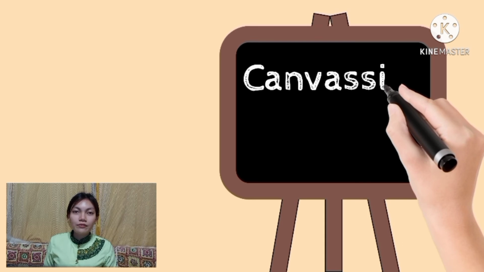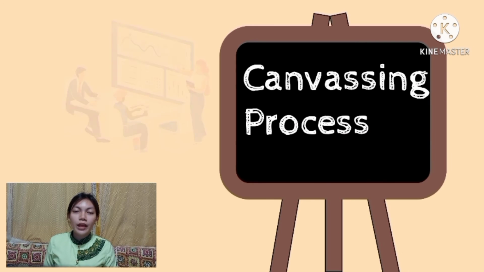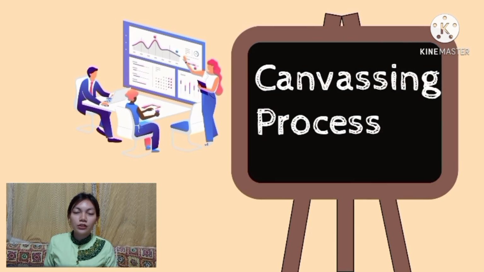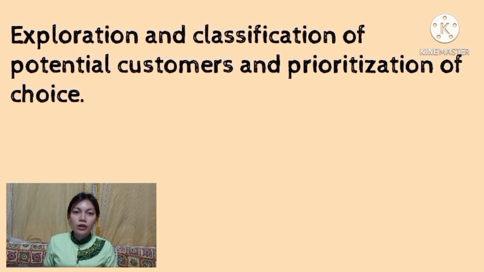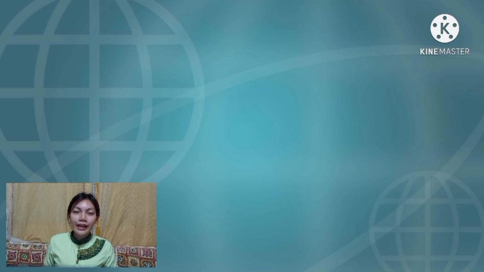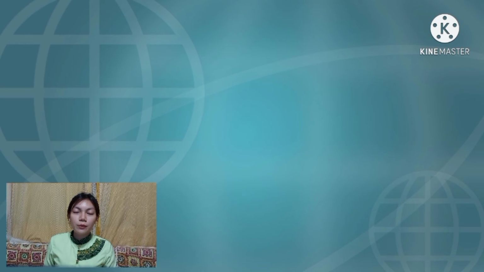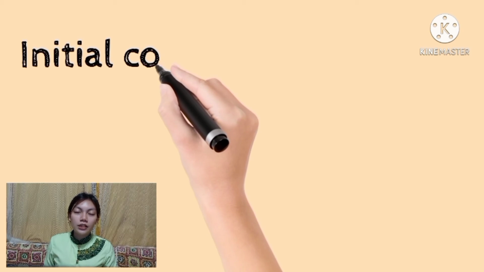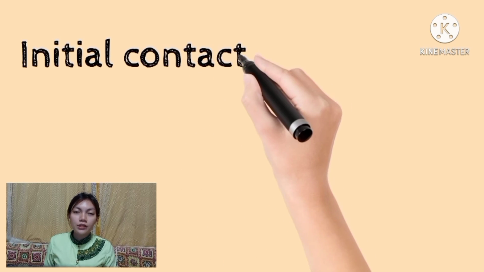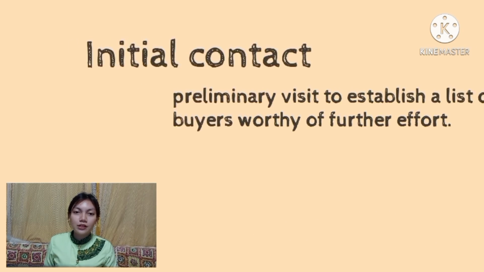Canvassing process. The canvassing process is performed sequentially in the following phases: exploration and classification of potential customers, and prioritization of choices. In order to select customers, canvassers use phone books, newspaper ads, business correspondence, as well as information collected from suppliers or bankers. Initial contact, preliminary visit to establish a list of buyers worthy of further efforts.